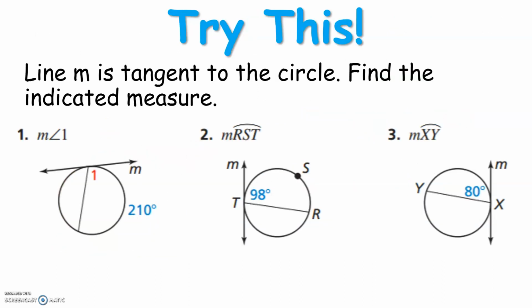Go ahead and try these three. Line M is tangent to the circle in all of the pictures. Find the indicated measure. Pause the video, give it a try.